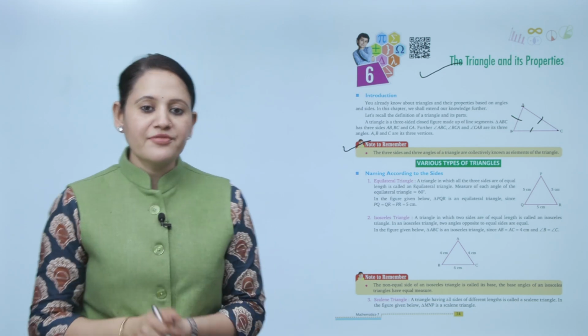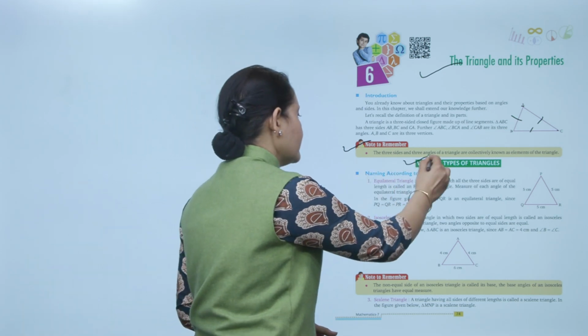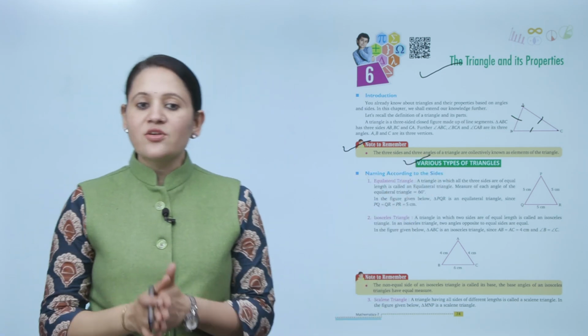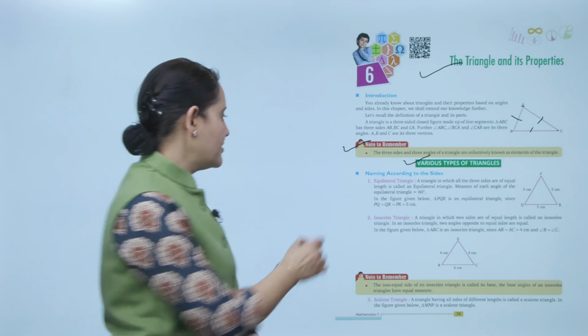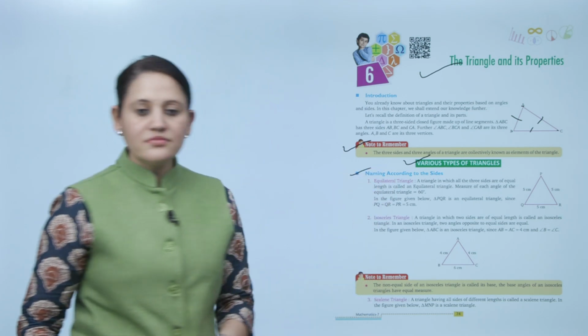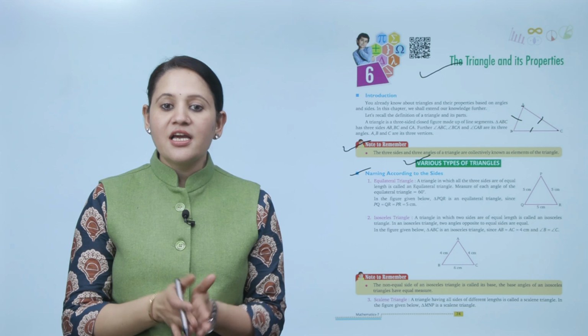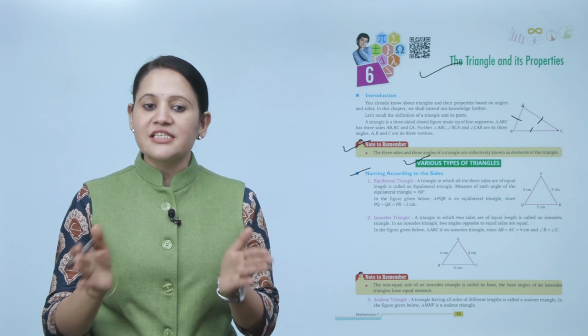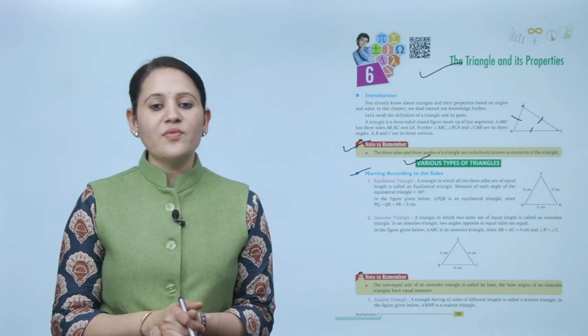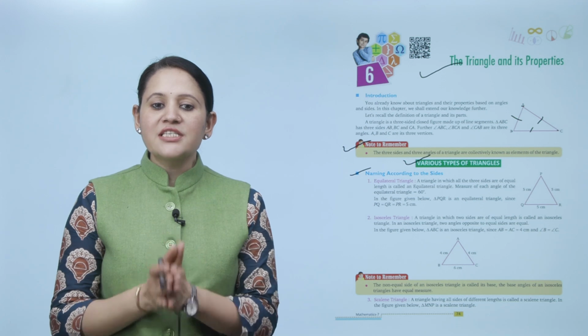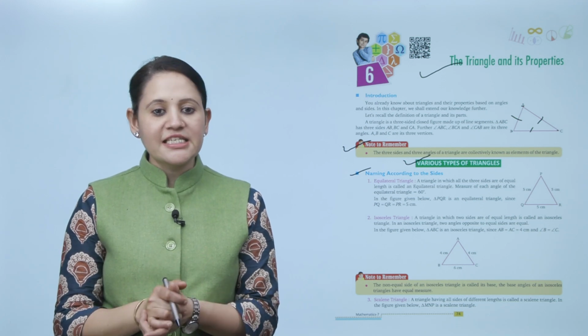Next is various types of triangles. First, on the basis of sides. First one is the equilateral triangle. A triangle in which all three sides are equal in length is called an equilateral triangle. The measure of each angle of the equilateral triangle is 60 degrees.